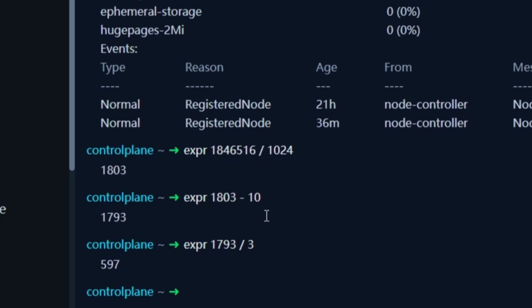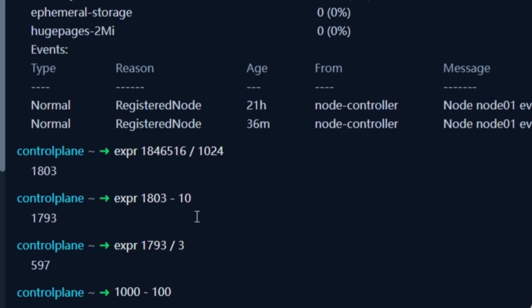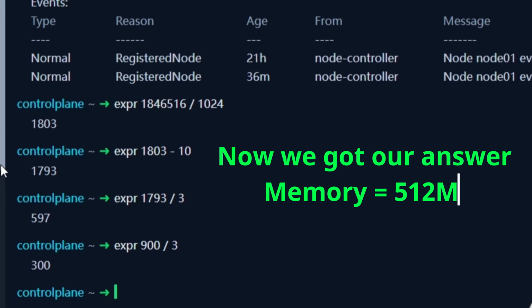The CPU is actually way simpler because one CPU equals 1000 millicore. Because Selenium is taking 100 millicore, we need to subtract Selenium. 1000 minus 100 leads me to 900 millicore. We are going to divide 900 by 3. So the bottom line is let the terminal do the math and then leave some slack.